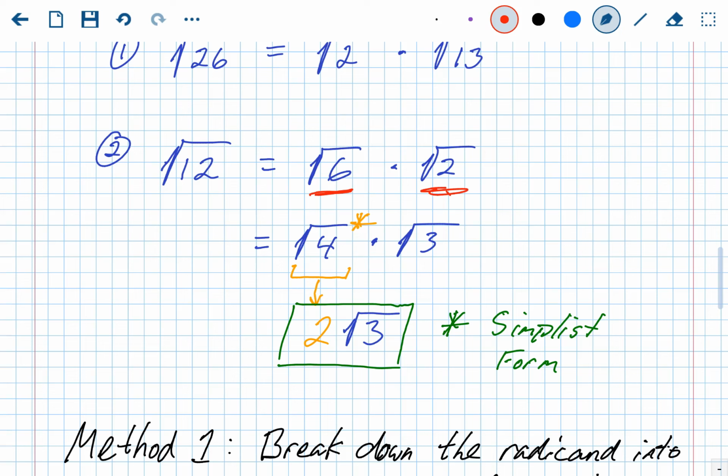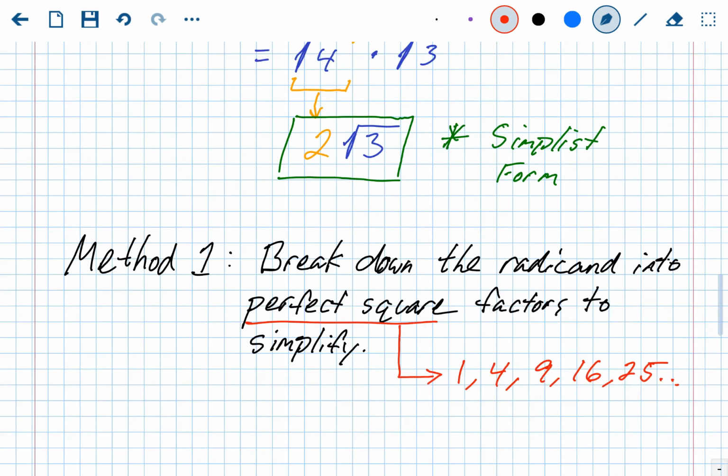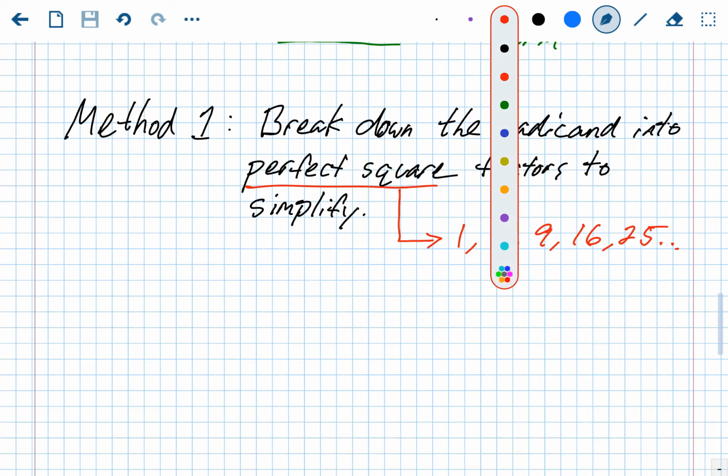So if you have options, you want to pick the one that has the perfect square. In this case, 6 and 12 is true, or 6 and 2 is true, but for this method, we want to use 4 and 3 because 4 is a perfect square. Okay, so let's look at another example.